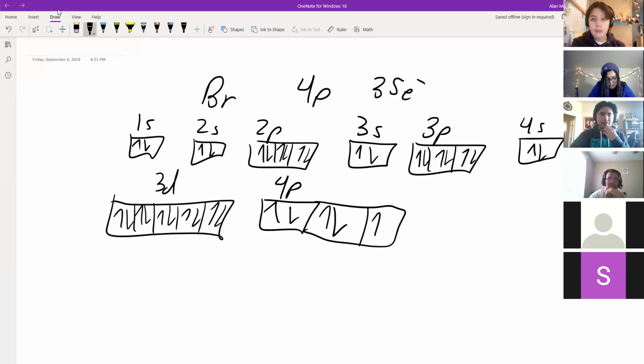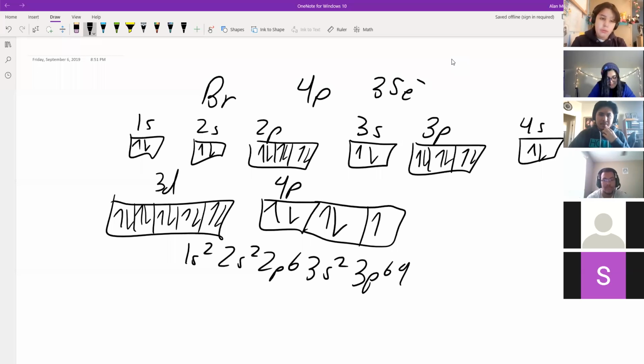Like you mean 1s2, 2s2, 2p6, all that? Yes, exactly. So it's 1s2, 2s2, 2p6, 3s2, 3p6, 4s2, 3d10, and 4p5. Exactly right. And what would be its noble gas configuration? Because this is a lot to write down when you have limited time during your exam.